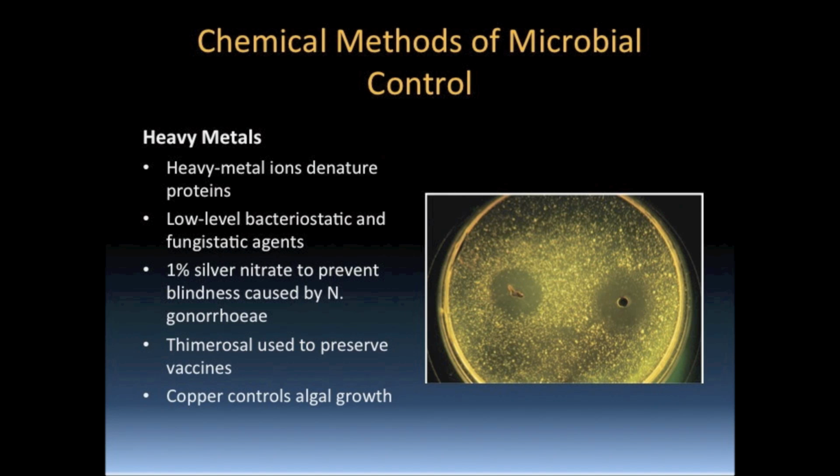Heavy metal ions have been used to control microbial growth. The metallic elements mercury, silver, gold, copper, arsenic, and zinc have all been used. These elements act to denature proteins but only serve as bacteriostatic and fungistatic agents. Use of compounds containing heavy metals poses several problems.